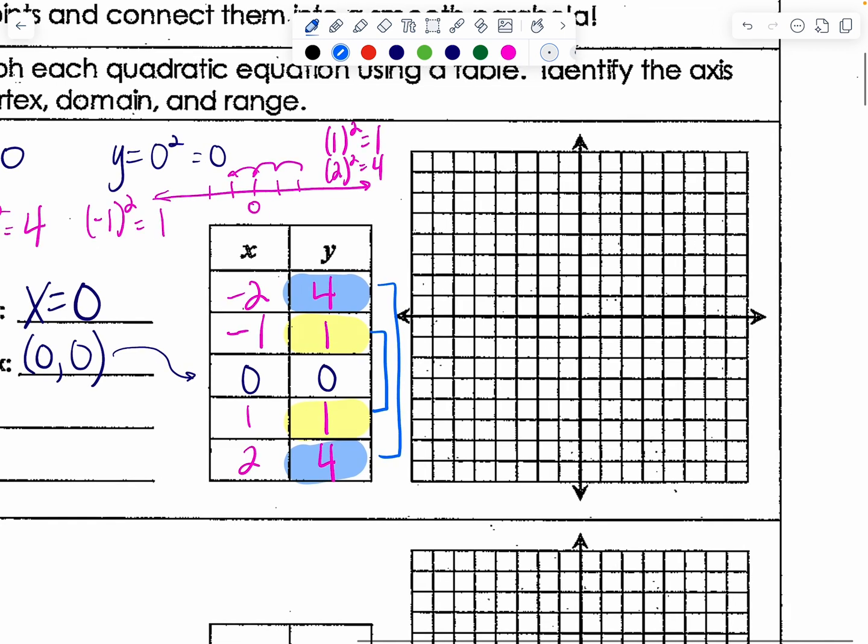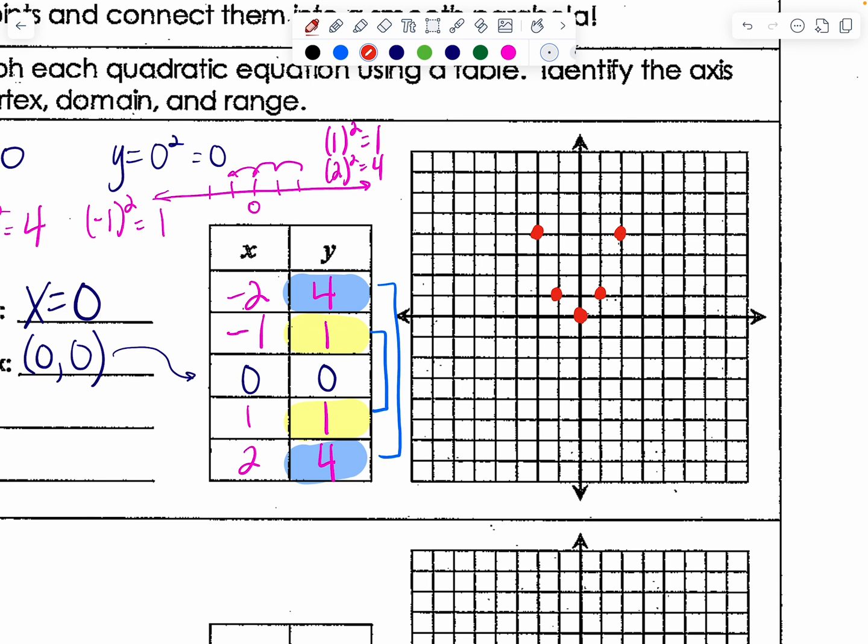So we have 5 coordinate points, and we need to plot those points. So -2, 4 is here, -1, 1, 0, 0, and then this is a mirror image, so I'm just going over to the right one and then up until I'm at the same level as the other points.